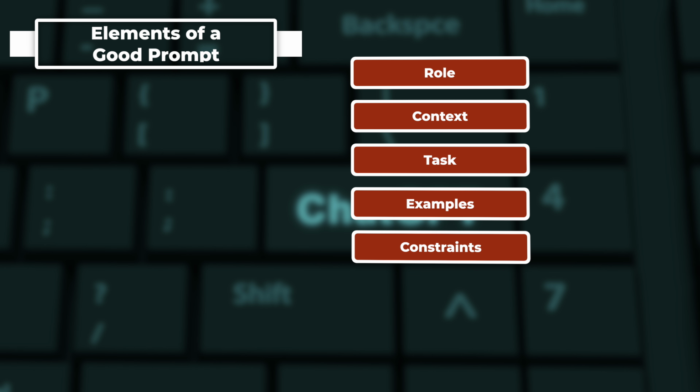Constraints. These are the boundaries in which you want ChatGPT to work within. For instance, you might want ChatGPT to only produce results limited to a specific number of words, produce answers which are only relevant to the UK, or limit the complexity to an audience with a reading age of 10 years old.